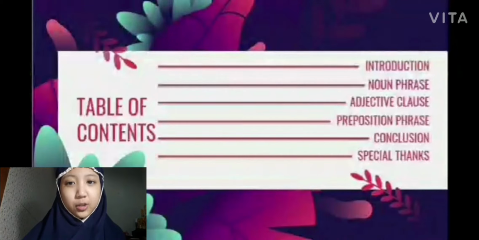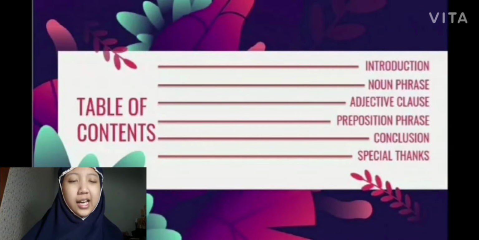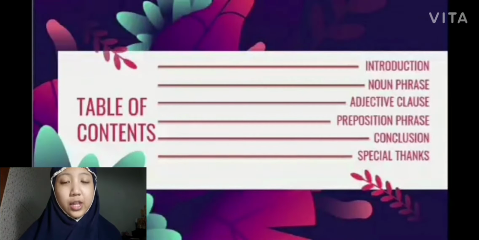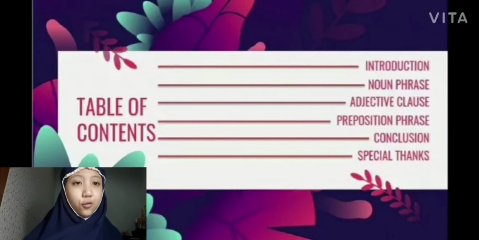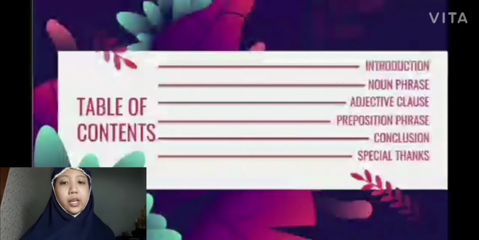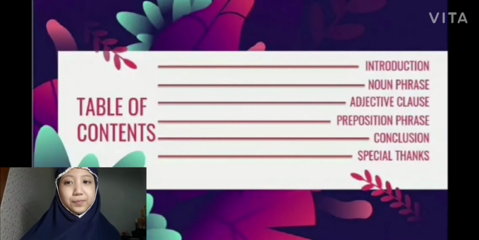So, the table of contents: we have the introduction and the core materials that consist of noun phrase, adjective clause, and preposition phrase. And we have the conclusion, and lastly we have special thanks.